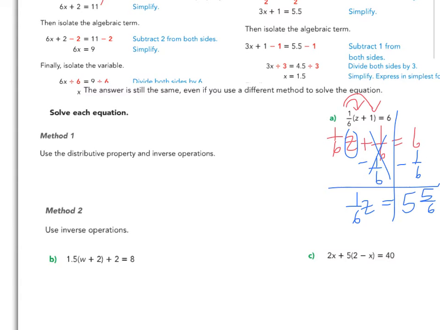All right, so now we need to undo multiplication with division, but we don't divide fractions. We multiply by the reciprocal, which is 6 over 1. So times 6 over 1. So I need to turn 5 and 5/6 from a mixed number into an improper fraction. So 6 times 5 is 30, plus 5 is 35/6. So I have 6 over 1 times 35 over 6. Those 6's are going to cancel out, and you're going to get z equals 35.